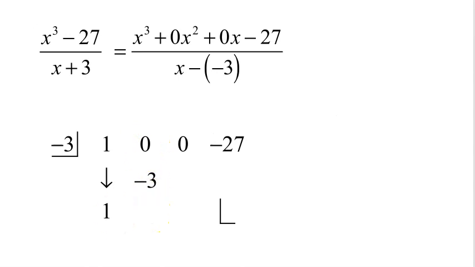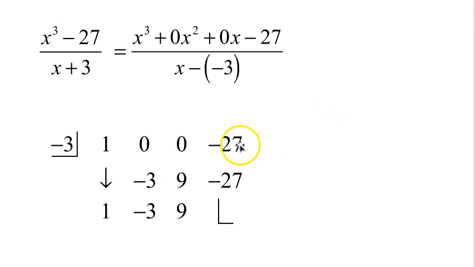0 plus negative 3 is negative 3. Negative 3 times negative 3 is positive 9. Positive 9 goes in this slot. 0 plus 9 is 9. Negative 3 times 9 is negative 27. Now be careful. Negative 27 plus negative 27 is negative 54. That's our remainder.